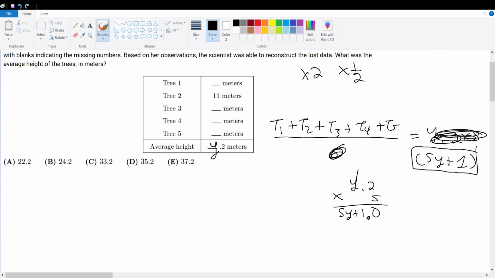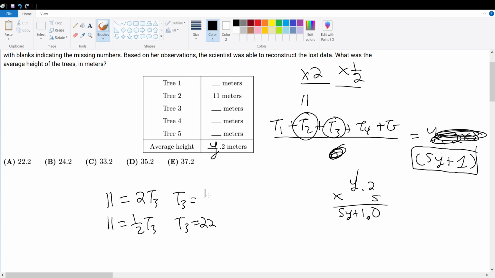We already know what t2 is. t2 is 11. So what is t3? Well, every tree is either twice or half as tall as the one on its right. So 11 must be equal to 2 times t3, or 11 must be equal to half times t3. So t3 can either equal 22, or t3 can equal 11 over 2. But they must be integers. So t3 must be equal to 22. So this has to be 22. Now, if t3 must be 22, then by symmetry, t1 must also be 22.